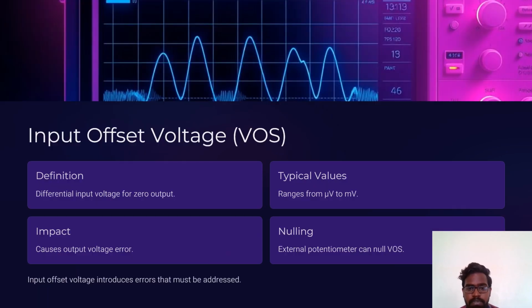Here is the input offset voltage, which we will call VOS. The definition of this is the differential input voltage for zero output. Typical values range from µV to mV, where V means volts and m means milli. The impact causes an output voltage error, and for nulling, an external potentiometer can null VOS. Input offset voltage introduces errors that must be addressed.